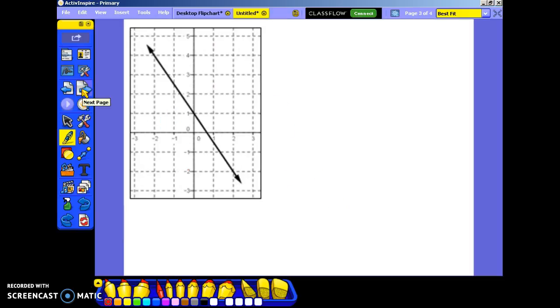For the next one, we have 0, 1, and we have 2, -2. 0, 1 is closest to the left, so I'm going from here down to here, so that means I'm going down 1, 2, 3, over to the right 1, 2. That is -3 over 2.